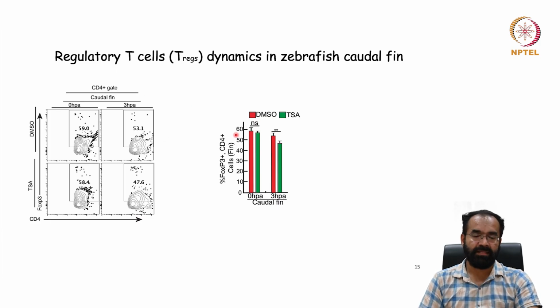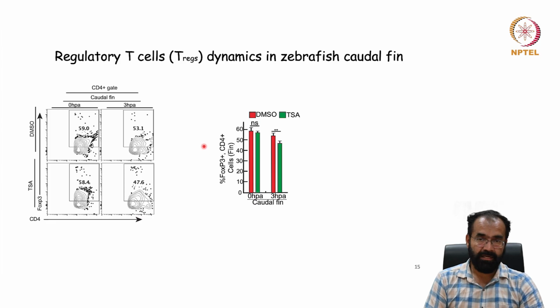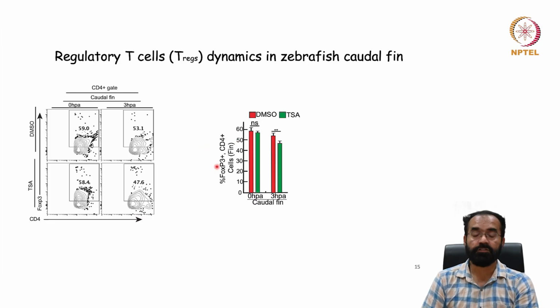So we looked at the caudal fin of the zebrafish and looked at the level of CD4 positive cells that are FOXP3 positive. FOXP3 positive is an indicator of regulatory T cells. They are known in short form as Tregs. We saw that in both 0 HPA and 3 HPA, hours post amputation of the caudal fin, the levels of Tregs, that is regulatory T cells, are decreasing in TSA treatment, and probably that could account for the delayed regeneration because of TSA treatment.